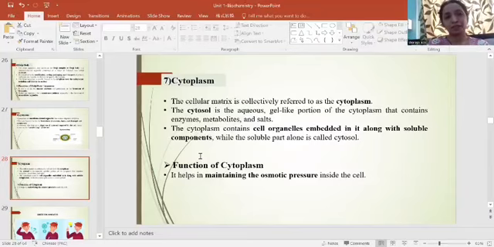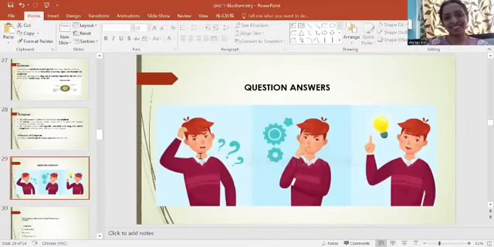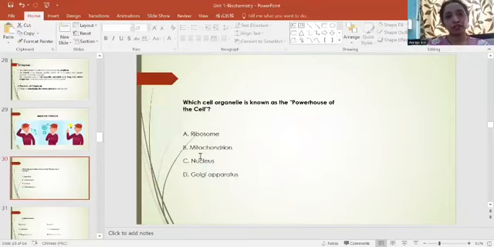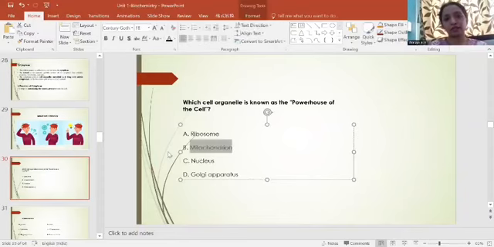So now let us move towards your question-answer session. I hope you have understood all the components of your cell. Let's see how you are able to answer the questions. Which cell organelle is known as the powerhouse of the cell? Can you please tell me? Yes, correct. It is mitochondria. It is called the powerhouse of the cell.